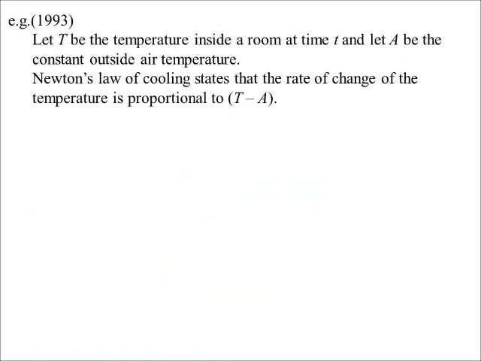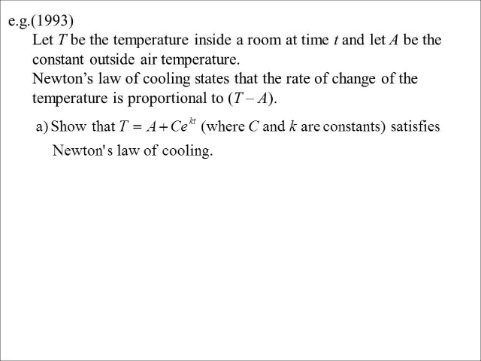Quite an old question, but it does illustrate the classic cooling idea. So 1993, T is the temperature inside the room, A is the outside air temperature. Now Newton's law of cooling states that the rate of change of temperature is proportional to T minus A, so they're basically setting it up for you. Show that, as I say, they tend to say show this as a solution. So rather than getting you to spend time deriving the solution, they give you the solution and say, well look, show that this works. So T is equal to A plus Ce to the kt satisfies the law of cooling.